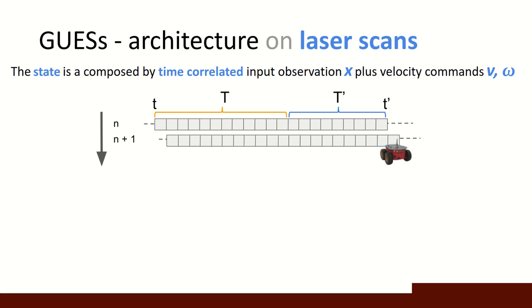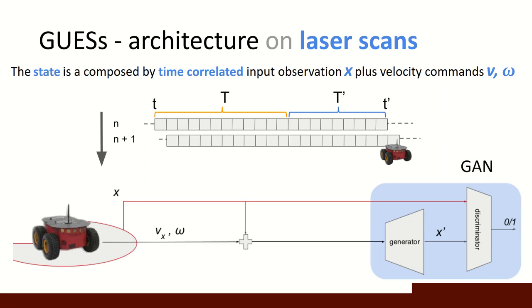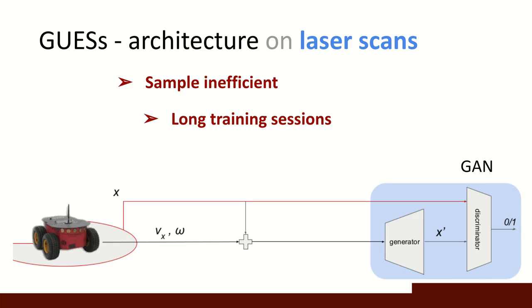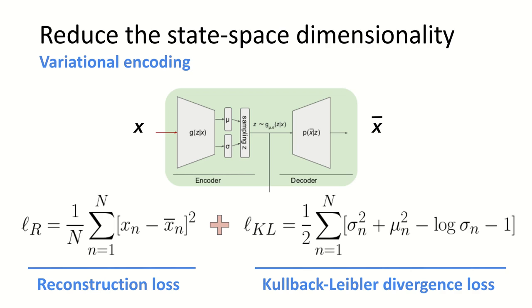To learn the distribution of robot observations and to generate laser scans, we exploit generative adversarial networks. However, GANs might be sample inefficient and require long training sessions to learn the target distribution. Moreover, a factor that determines the accuracy in generating new samples is the state dimensionality of the input. To overcome such issues and reduce the state dimensionality to be capable of using adversarial networks with reduced training samples, we exploit variational encoding.